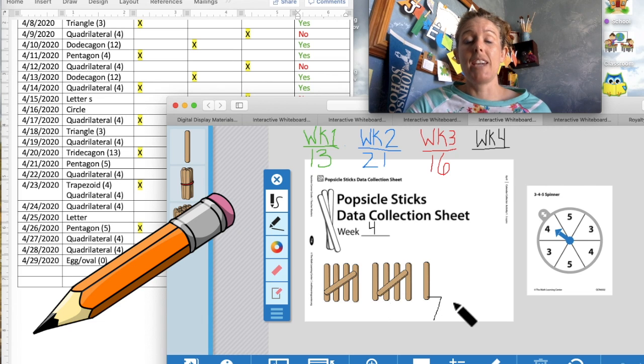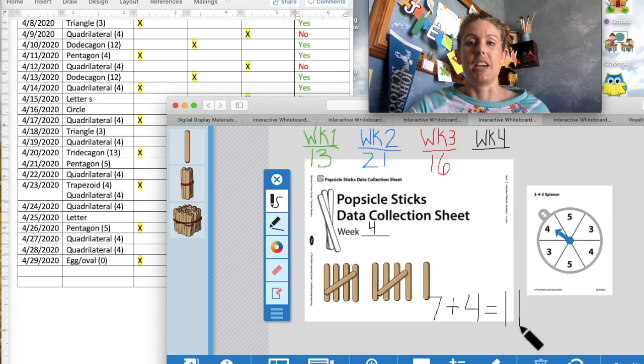So today's number sentence was 7 plus 4 equals, or is the same as, 11. Nice job, first grade. We have collected 11 popsicle sticks.